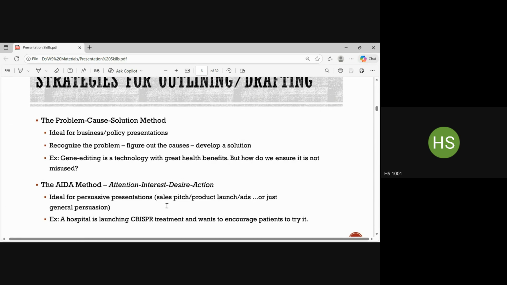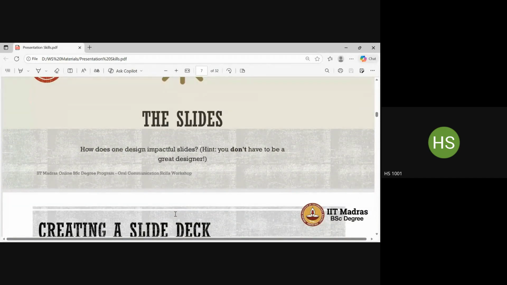Remember, none of these strategies are rules written in stone. Rather, these are just helpful pointers that you can use when you are on your own and when you are trying to structure your information for a presentation. And then the one that we discussed already, the AIDA method: attention, interest, desire, and action, which we use when we are trying to make persuasive presentations.